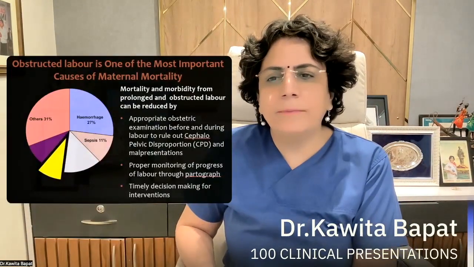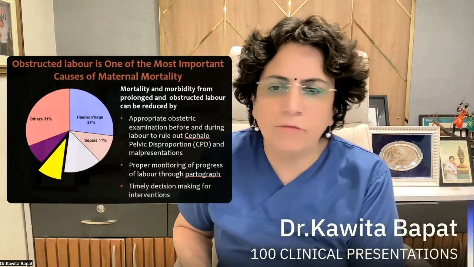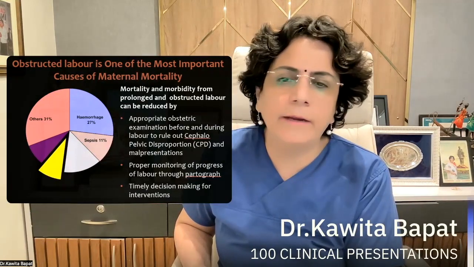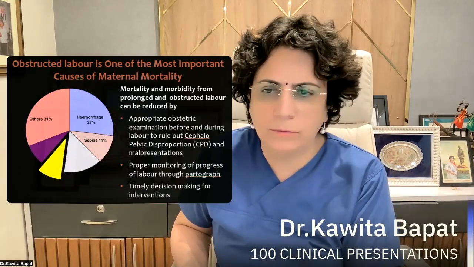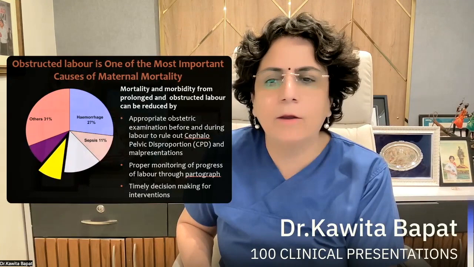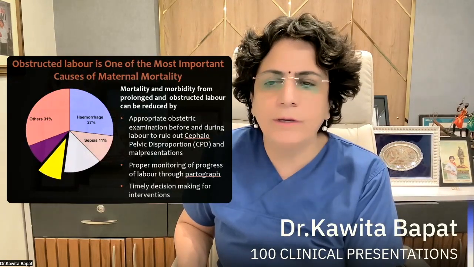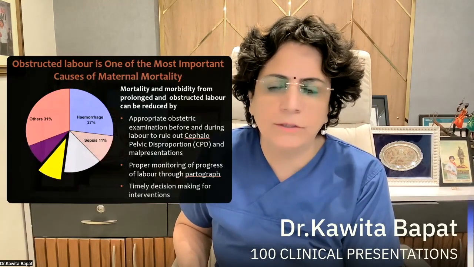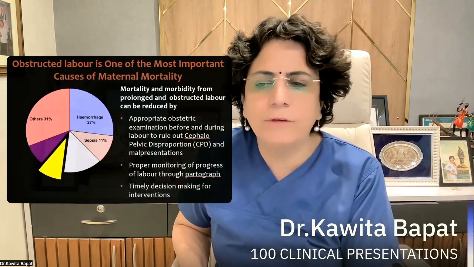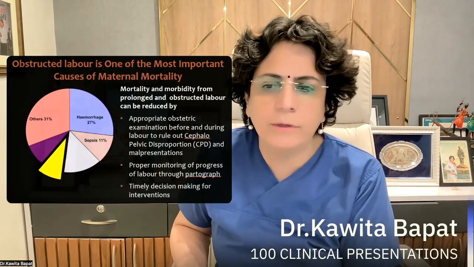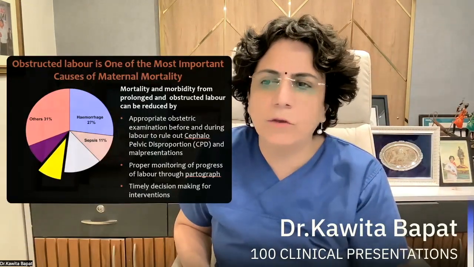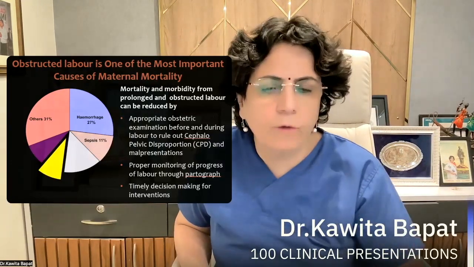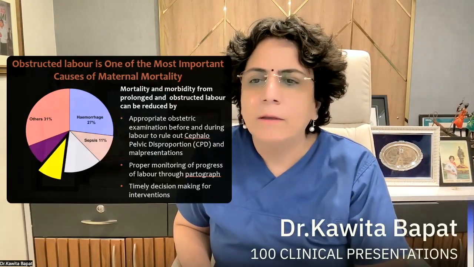Now, obstructed labor is one of the most common causes of maternal mortality, and the mortality and morbidity from prolonged and obstructed labor can be reduced. Number one, by appropriate obstetric examination during labor to rule out cephalopelvic disproportion and malpresentations. Number two, by proper monitoring of the progress of labor through the partograph, which will also reduce the chances of obstructed labor. And third is timely decision making and doing the interventions that can be done.